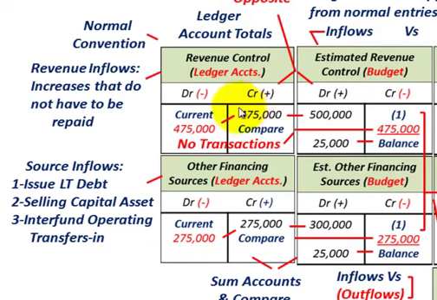So our revenues here have increased to $475,000, and in our budgeted amounts we have a debit here of $500,000. So it's easy enough just to make the comparison. You can see there's a $25,000 difference, where the revenues that we actually have at the time are $25,000 less than the estimated budget that we have.